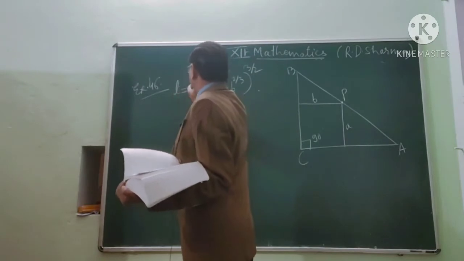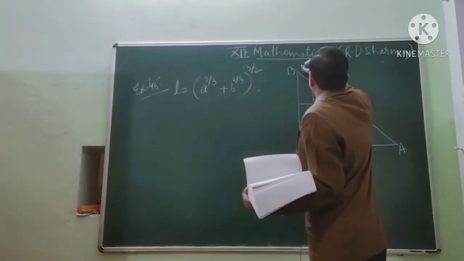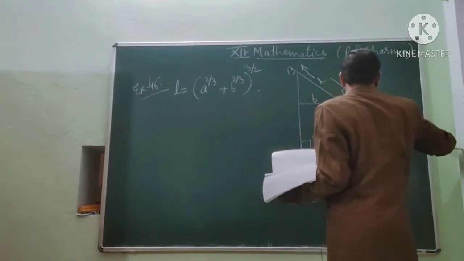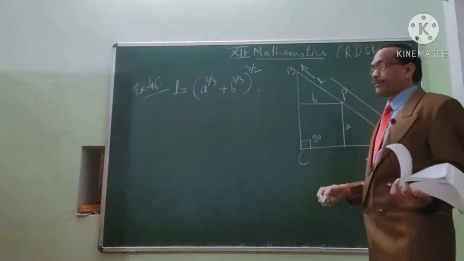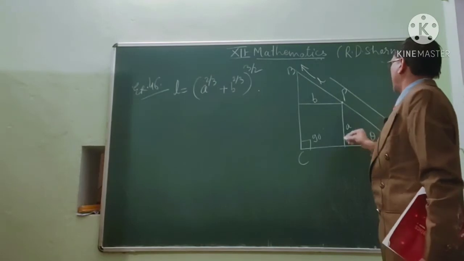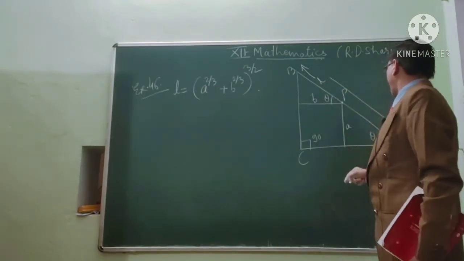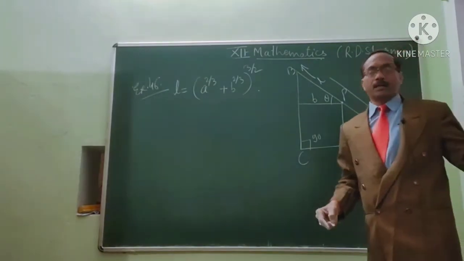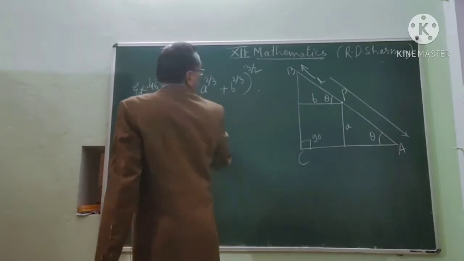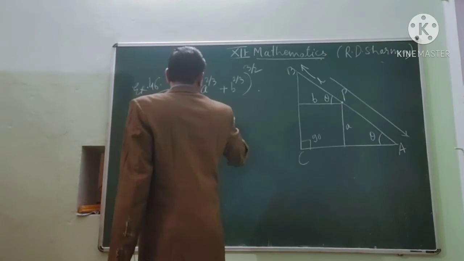Let it be L, so AB is L, the whole length. Students, let this angle be theta. Then this is also theta because these lines are parallel. Then the length of the hypotenuse L equals BP plus PA.